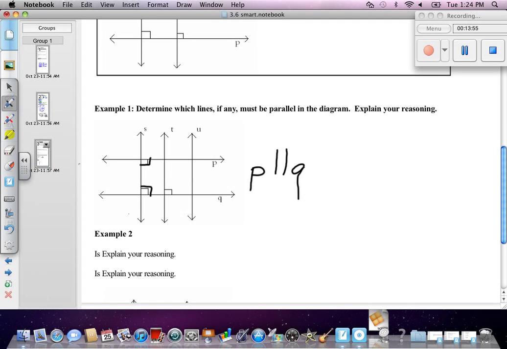All right, what else? We've got Q is perpendicular to S and T. Therefore, S is parallel to T. Is that it? Wait, hold on. How is Q? Oh, perpendicular. Okay.